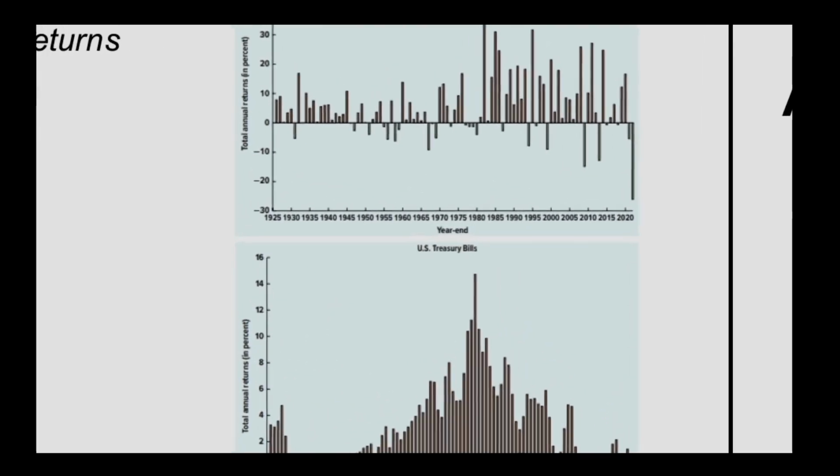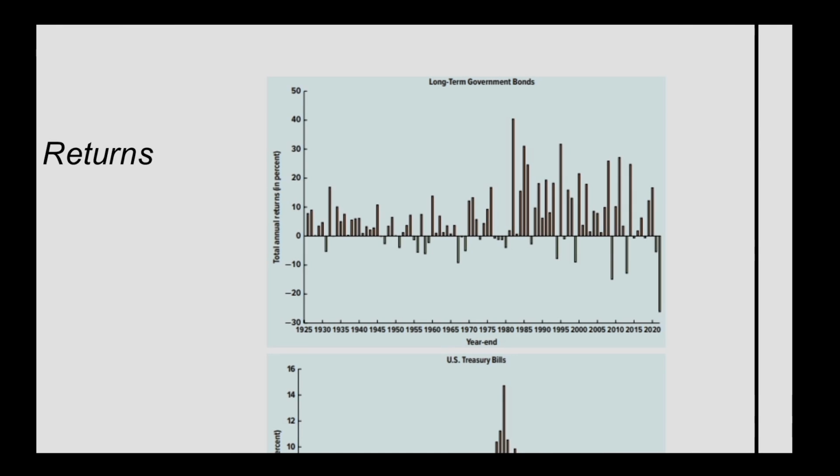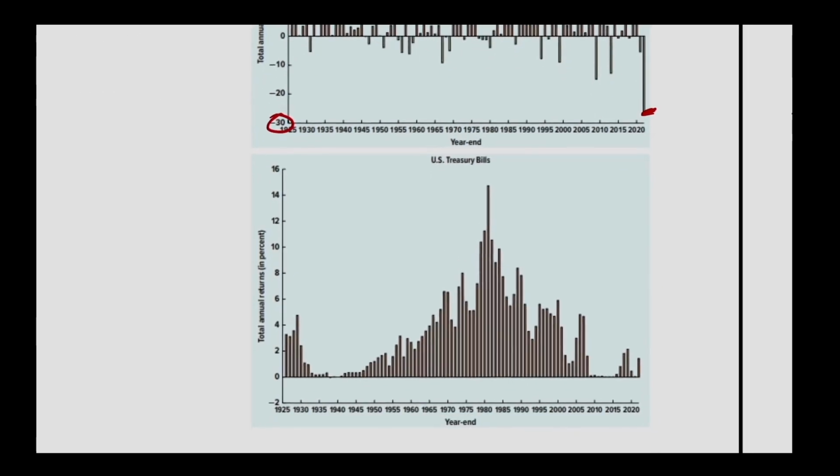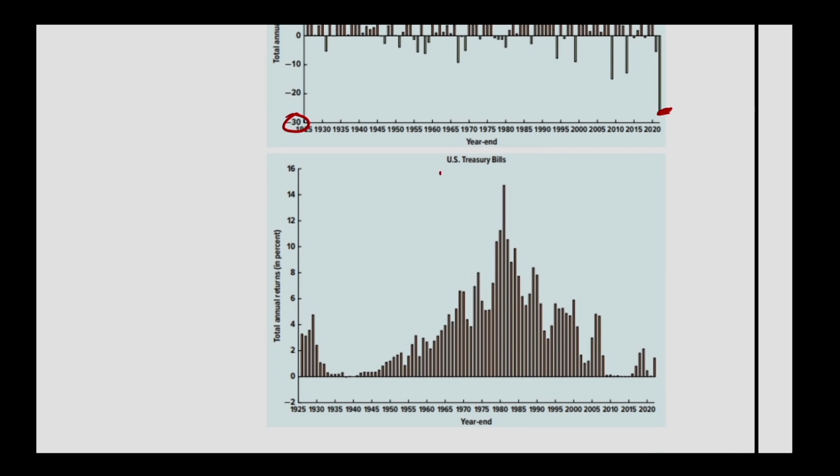So here we have long-term government bonds. And again, keep an eye on the axes, -30 to +50. And again, you'll note that there's not as much volatility in these. However, they did take a pretty major hit here around COVID. And then we go down here to U.S. Treasury bills. And boy, there's nothing down here.